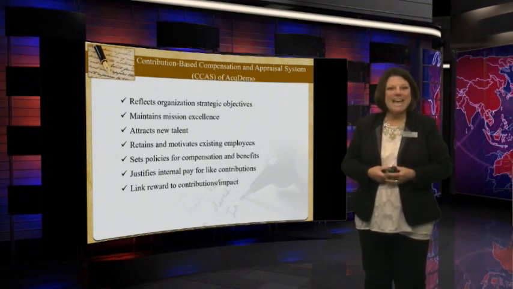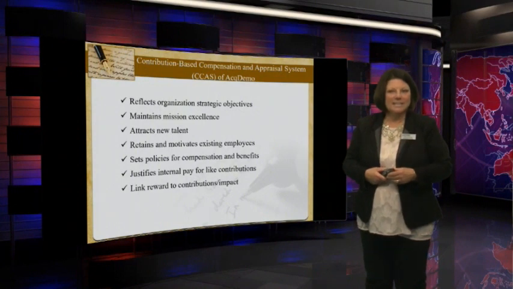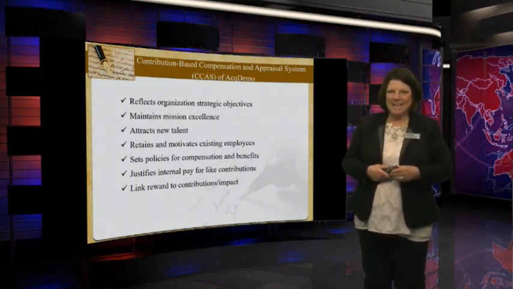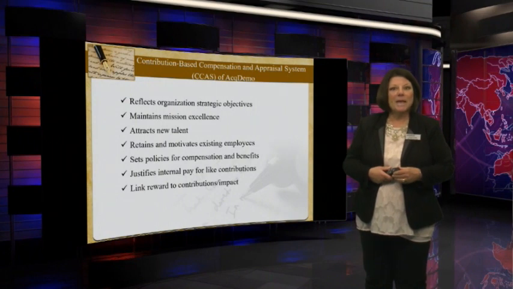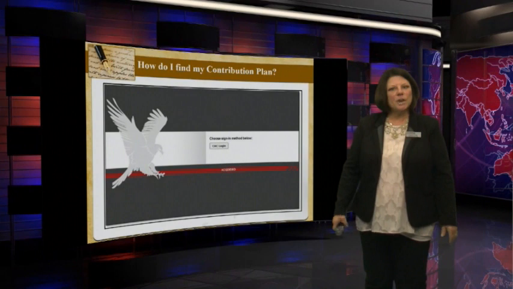The CCAS appraisal period begins on 1 October and ends 30 September of the following year. The full CCAS cycle includes this appraisal period plus 3 months immediately following the appraisal period for the pay pool panel process. So, how do you find your contribution plan?